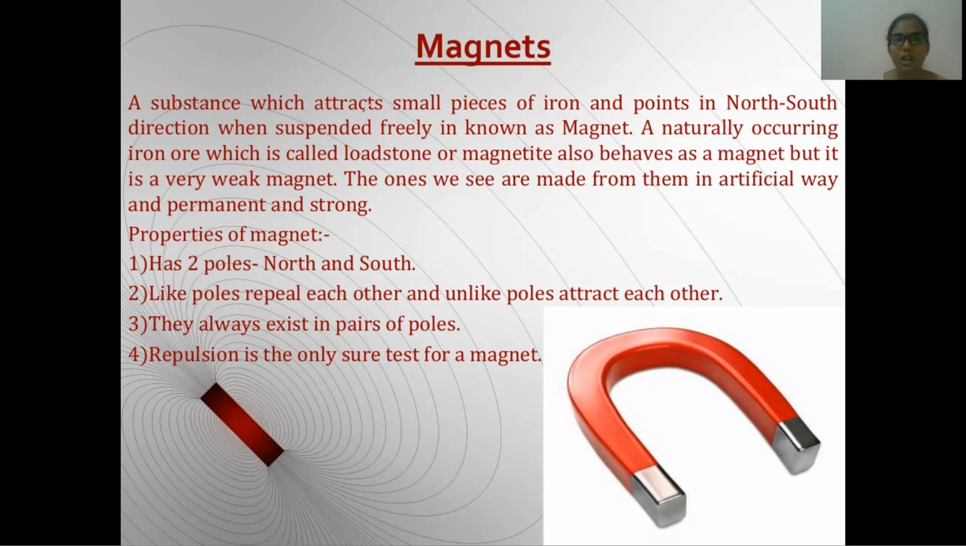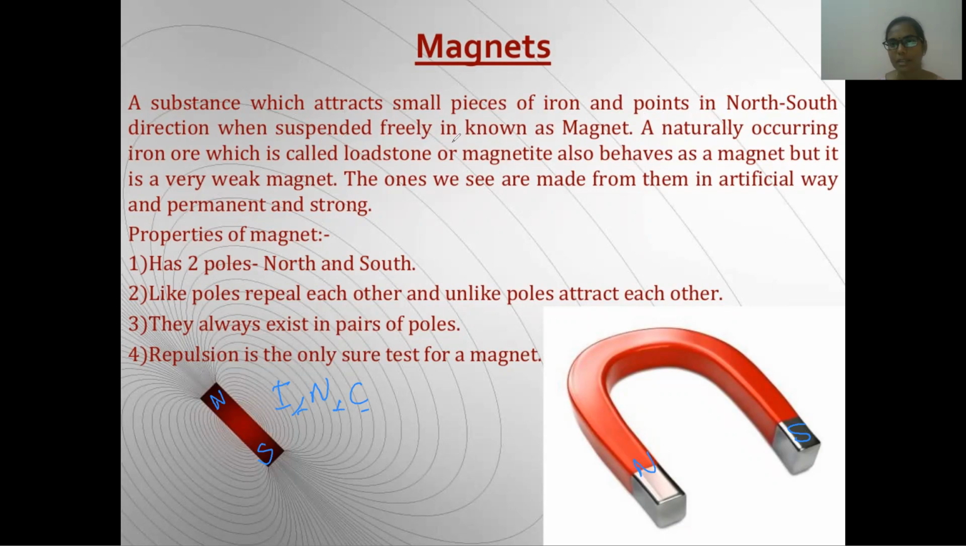So a substance which attracts a small piece of iron, right, children? There is no need of explaining all these definitions, because in the 6th standard itself you know them. What is a magnet? Everyone knows what a magnet is. It will attract other magnetic substances, like iron, nickel, cobalt. All these are magnetic substances, and they will attract other substances when they come nearby. The substance which attracts a small piece of iron points toward the north-south direction when suspended freely.